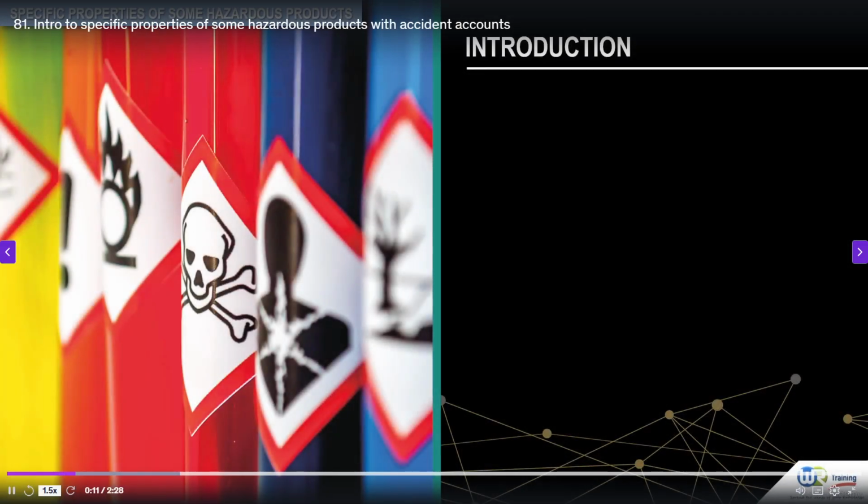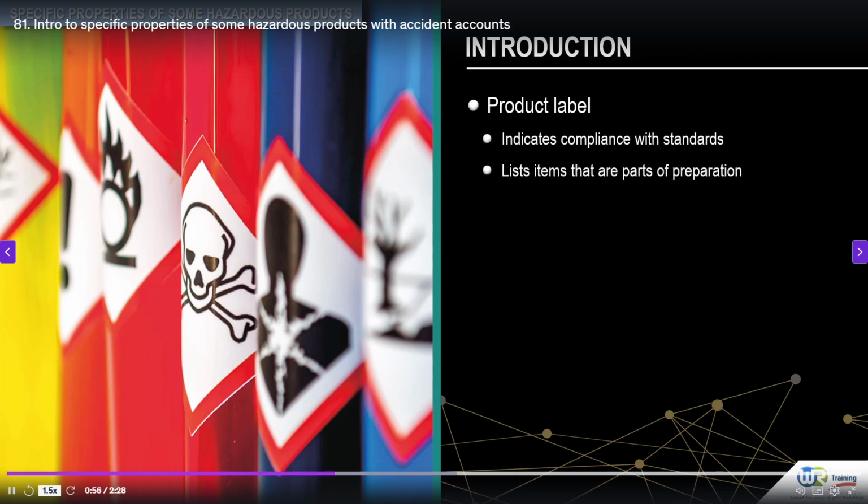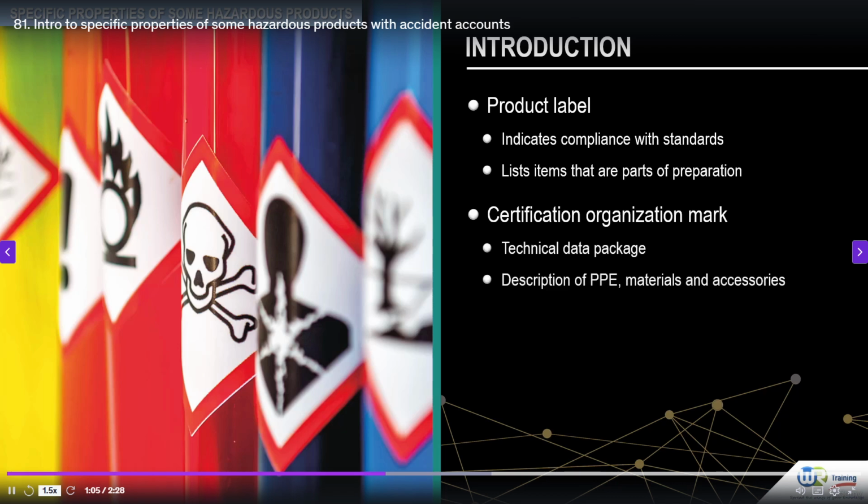This section contains basic product properties and incident accounts of some hazardous substances commonly handled in oil refineries and chemical plants. The basic product properties provided here are for reference only, and they are by no means complete. Please refer to the detailed safety data sheets provided by your manufacturers for more information relating to the chemicals at your facility. In addition to the detailed safety data sheets available at your plant, other documentation requirements of hazardous substances include product label, which indicates compliance with standard, and lists items that are part of preparation. Certification organization mark, including technical data package and detailed descriptions of PPE, materials and accessories, as well as technical data demonstrating compliance and user instructions.